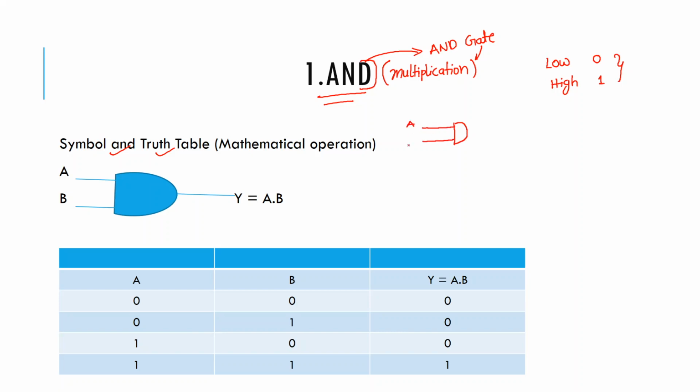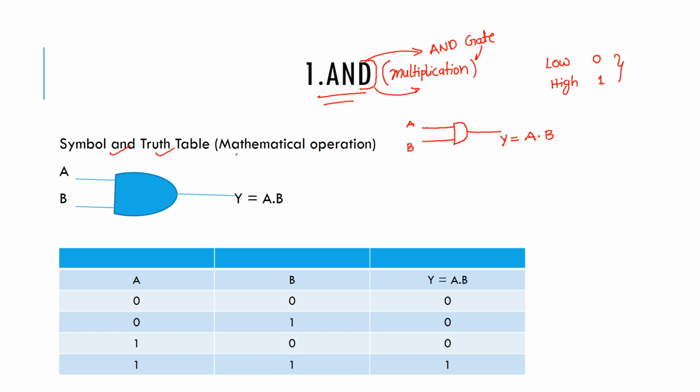This is input A, this is input B. It means we are giving some input signal, but it can only have one output. I am representing it with Y. And see, this is multiplication. I said that AND is used for multiplication, so I can write the output as A dot B.